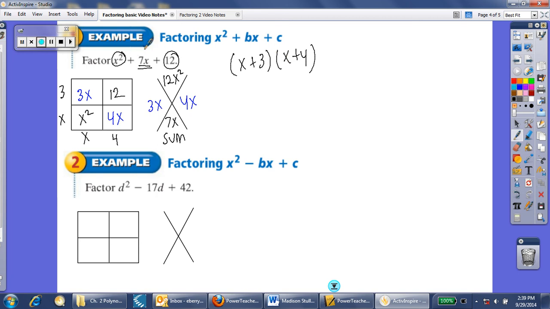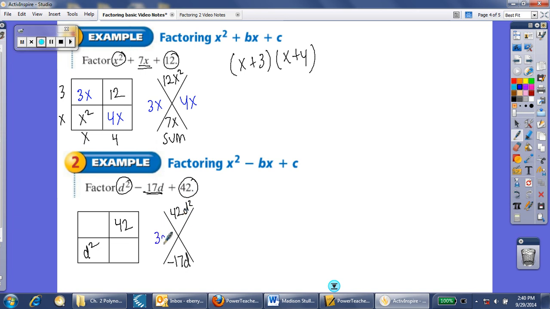And the next example, d squared goes in the first box. 42 goes in the one diagonal to it. Negative 17d, the middle term, goes on the bottom. This spot here is when I multiply the first and the last terms, and I get 42d squared. Now the sides. So when I multiply these two, I get 42.